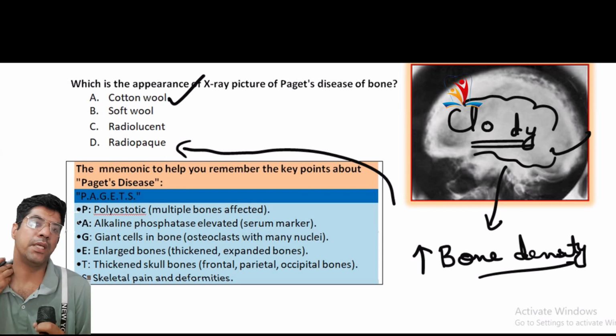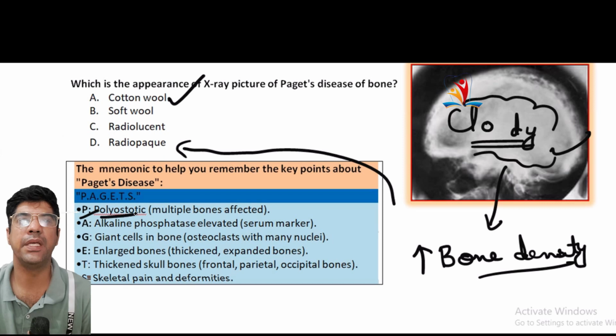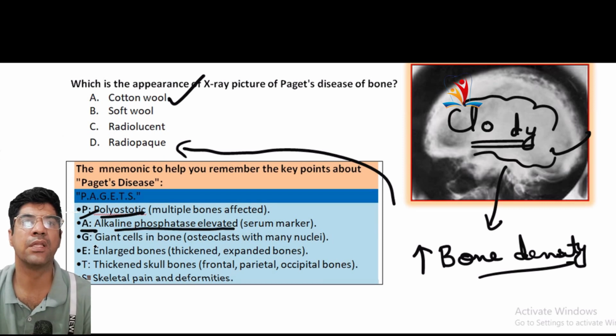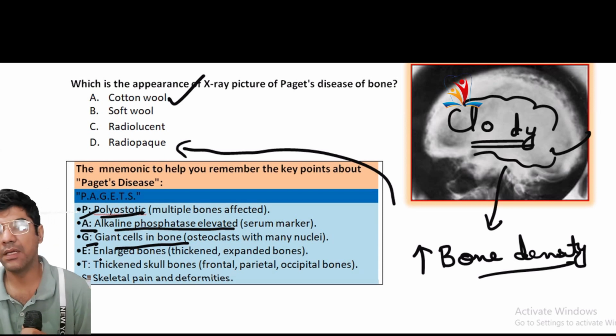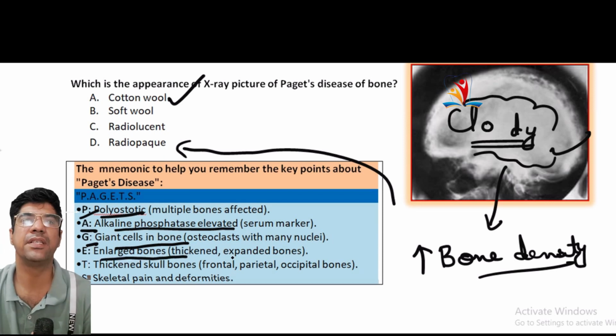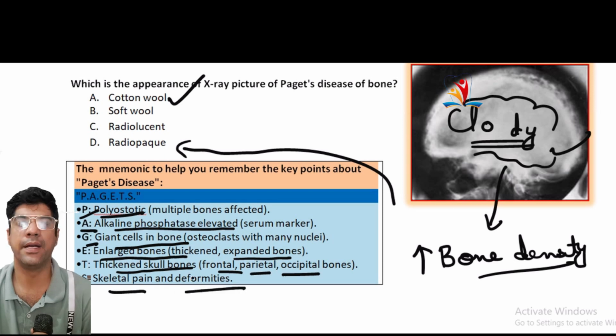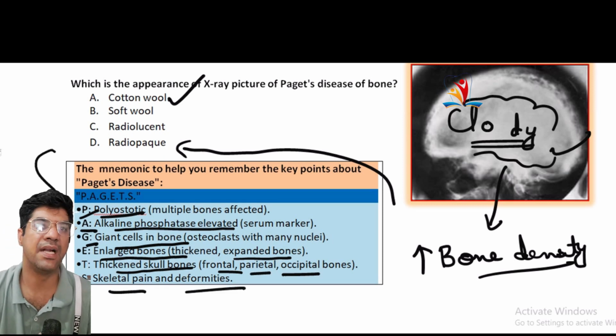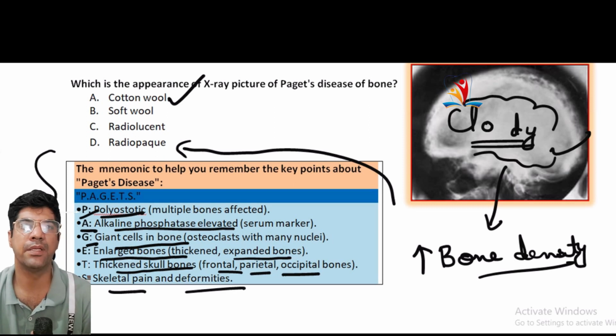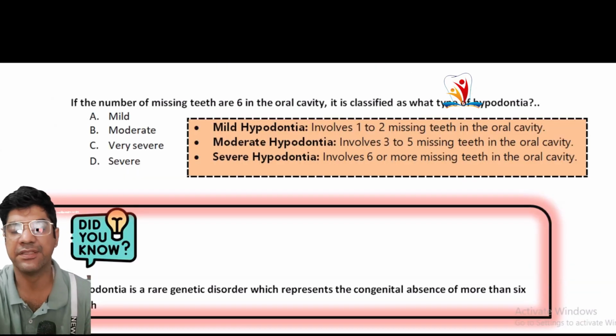Another mnemonic to remember Paget's disease is PAGET. P stands for polyostotic, A for increase in alkaline phosphatase level, G for the giant cells that are present, osteoclasts with many nuclei, E for enlarged bone, the bone gets expanded, there is thickened skull bone including the frontal, parietal and occipital, and T for there may be skeletal pain and deformity. So remember this mnemonic from your entrance exam point of view.